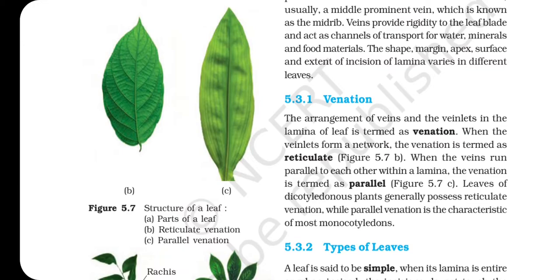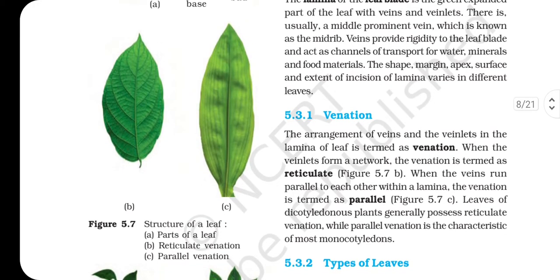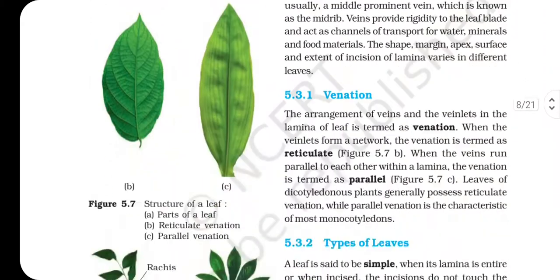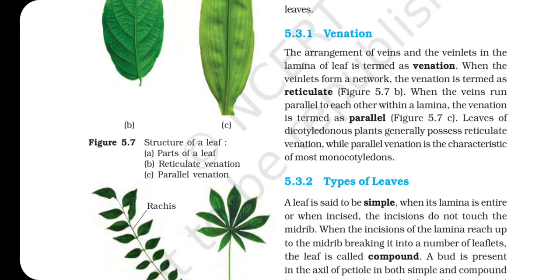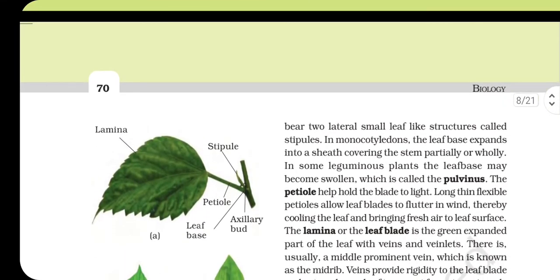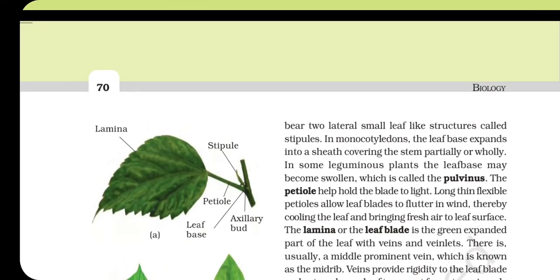Parallel venation and reticulate venation. Structure of leaf. Parts of leaf: reticulate venation, stipules, lamina, leaf, axillary bud.